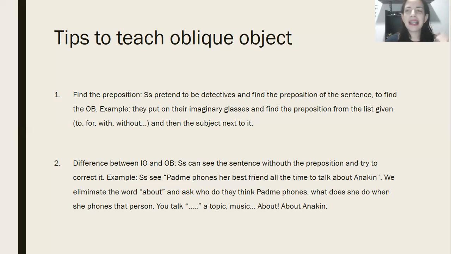Very good. And what does she do when she phones her friend? She talks with Anakin? No, she talks with her best friend, right? Okay, she talks without Anakin. That doesn't make any sense, right? So I can go on with more prepositions maybe and try that they make sense out of it. And I end up giving them more clues like you talk a topic, you talk music, you talk to a topic, you talk with music, no, you talk about. So she talks all the time about Anakin.